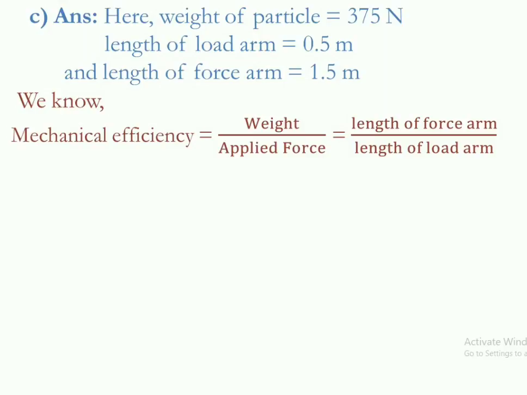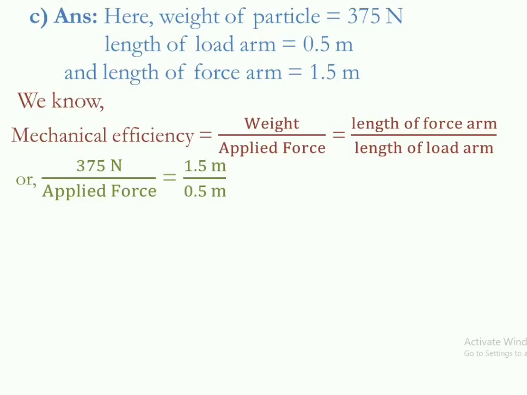So we can just separate these two fractions: weight divided by applied force equals length of force arm by length of load arm, where weight is 375 Newton. Applied force we have to find out. Length of force arm is 1.5 meter and length of load arm equals 0.5 meter. After putting the values, the fractions should be like this.